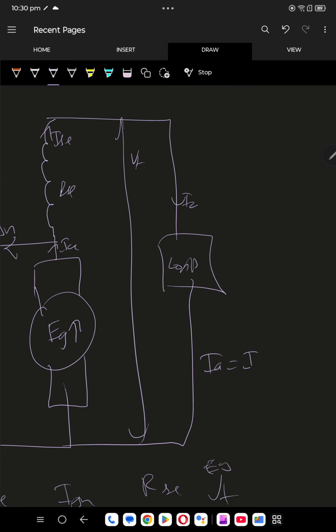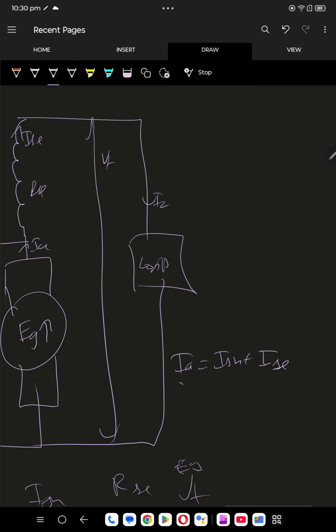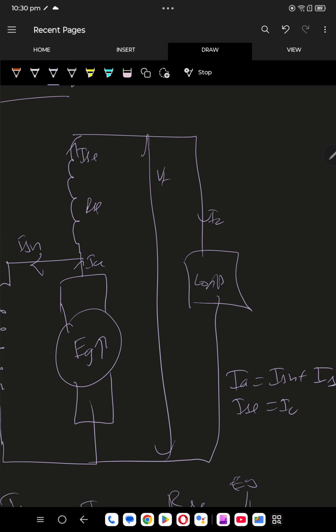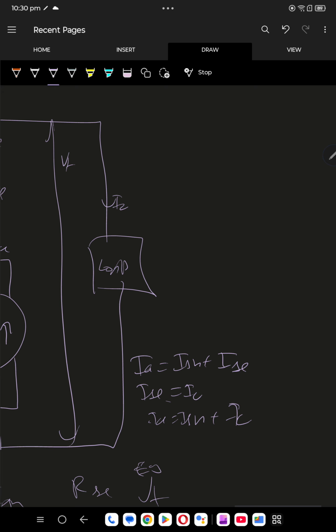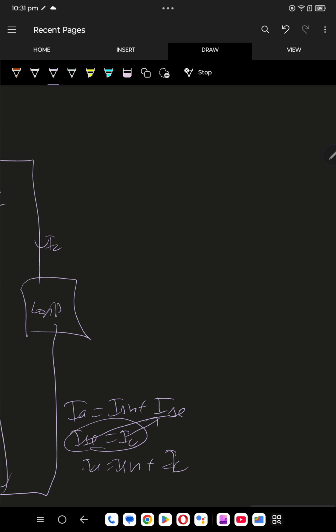IA is equal to ISH plus ISC. ISC is equal to IL. From the image only you can see IA is equal to ISH plus ISC, and ISC is equal to IL. So can I write it as IA is equal to ISH plus IL? Yes, correct, because I am just replacing this. Done. Now coming to the voltage equation, same thing.